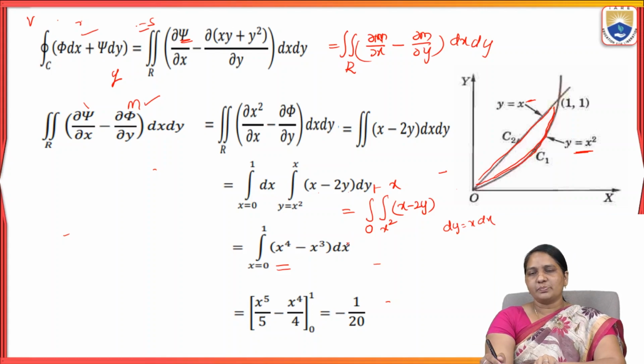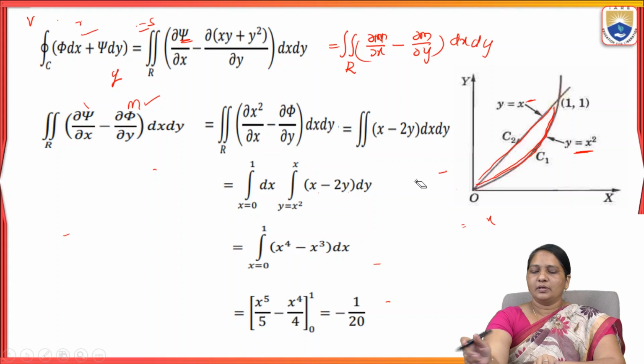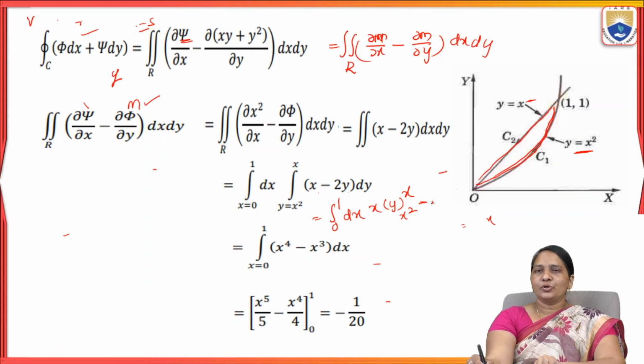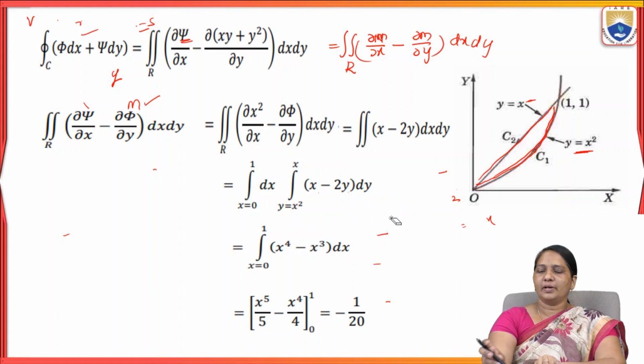First we will integrate with respect to dy, after that we can convert into x. Observe this carefully: integral 0 to 1 dx as it is. Now with respect to dy, x is the constant, so the integral of dy is y, with limits x square to x, minus 2 into the integral of y dy, which is y square by 2. I can write one more step here for a better understanding.